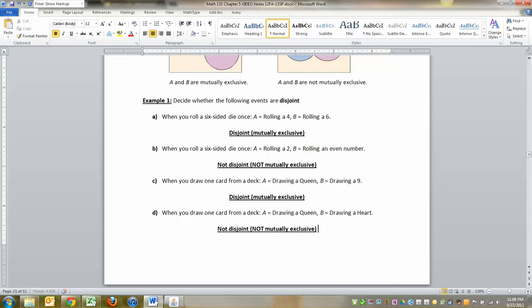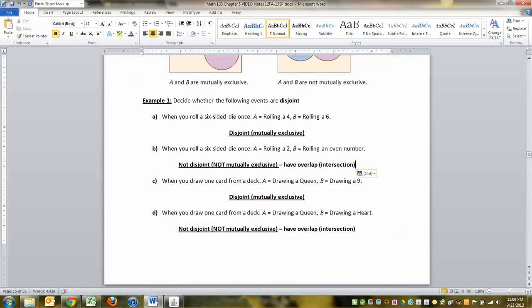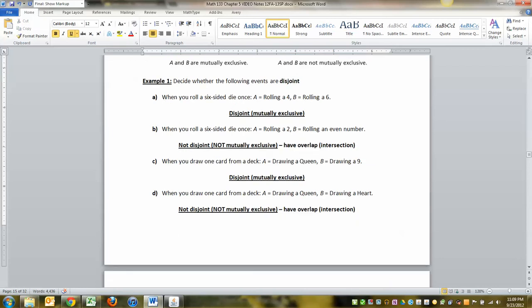In fact, I'll make a note of that. They have overlap. It's also called an intersection, right? There is something that they have in common, right? It is possible to draw both of those things at the same time. Same thing with up here, right? It's possible to roll a 2 and an even number at the same time, right?